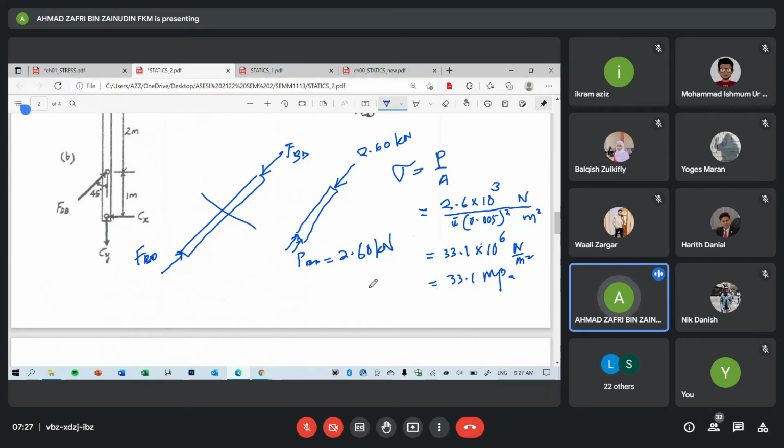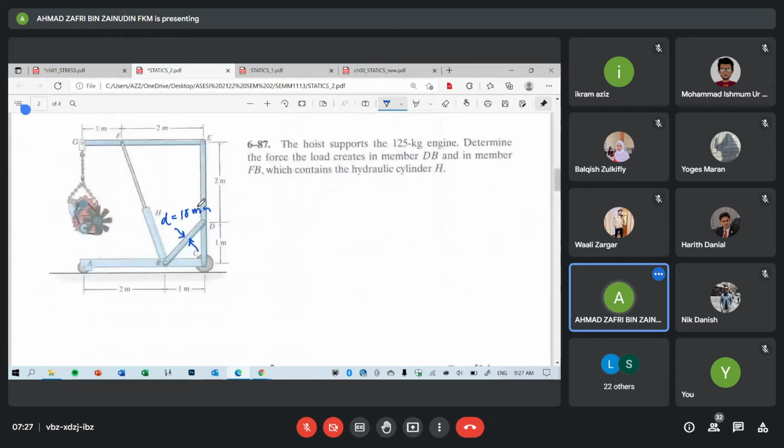Or we can say it's not just part, it's wrong, because it's compressive. If you give your answer like this, it means that it is tension. We need to mention whether it is tension or compression for normal stress. Based on the stress value, later on I will show you how we determine whether BD can hold the weight of this engine or not. We will know later.